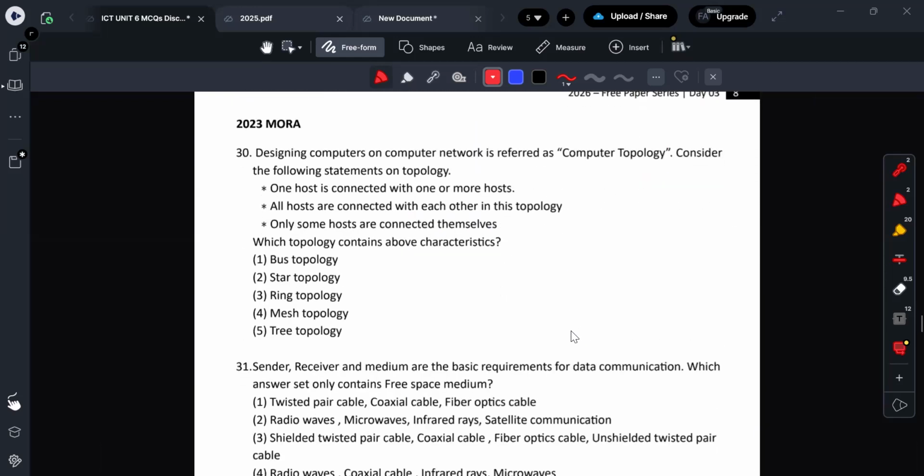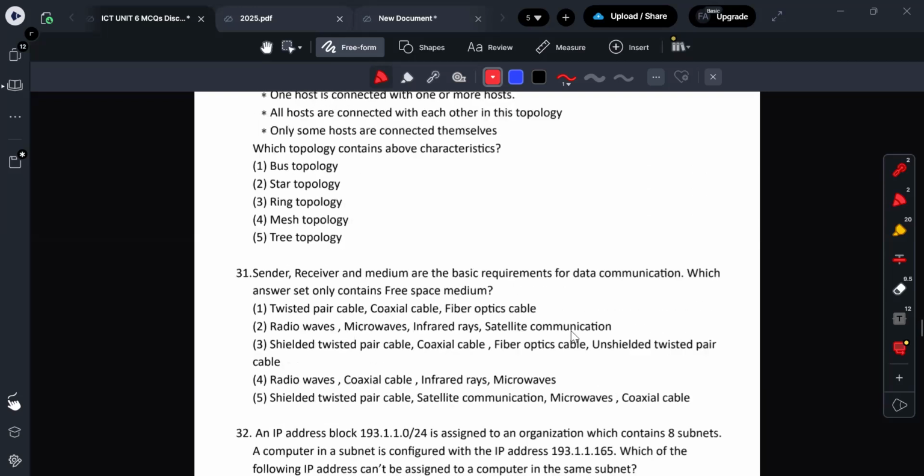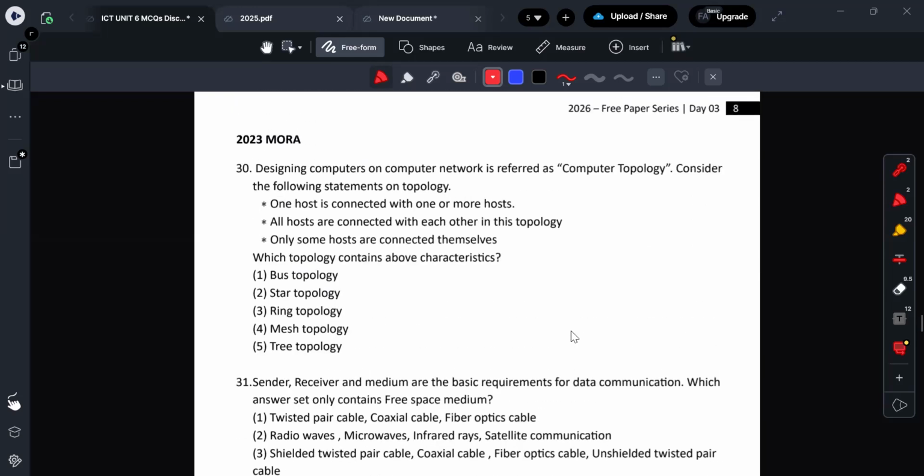Okay, so we have 15 more MCQs. I thought it would take like 3 hours, but it didn't. So these are the 2023 Moratuwa papers. In Moratuwa papers, sometimes the questions might not be that good. Some questions I didn't take, I just skipped them, because there were similar questions in the past papers.